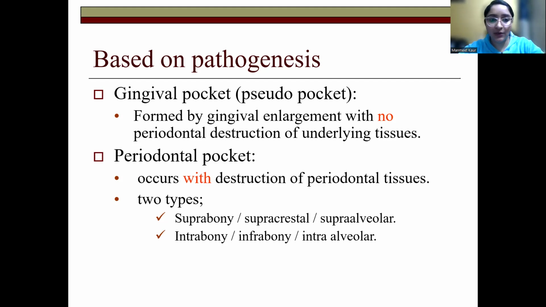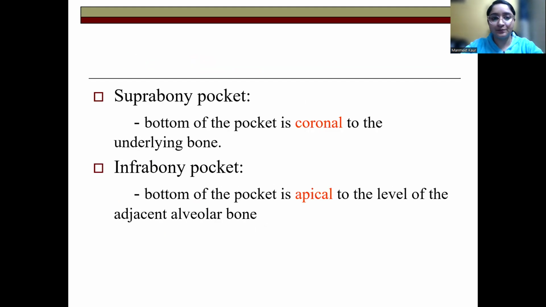The most common example is gingival enlargement. Now, what happens in a periodontal pocket? A periodontal pocket occurs with destruction of periodontal tissues. So basically, it is of two types. The most common question that comes is the types of periodontal pocket, the difference between suprabony pocket and infrabony pocket, and there is a lot of confusion in this. So I'll be explaining this in thorough detail.